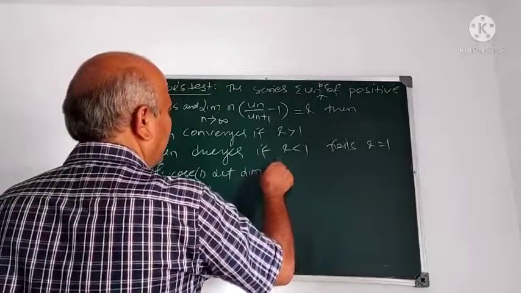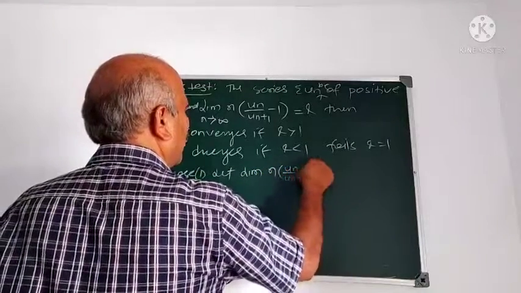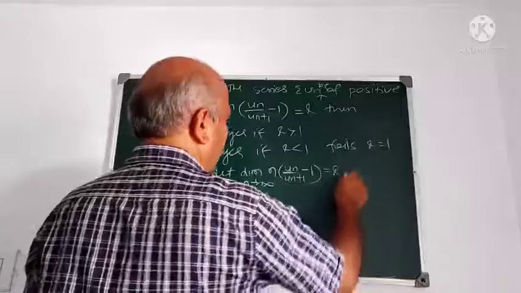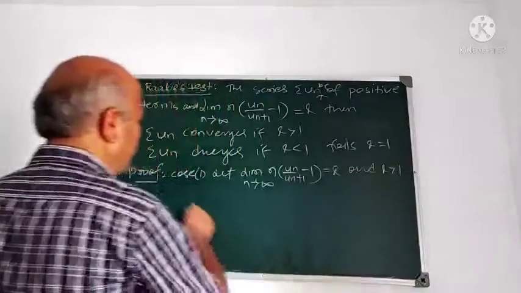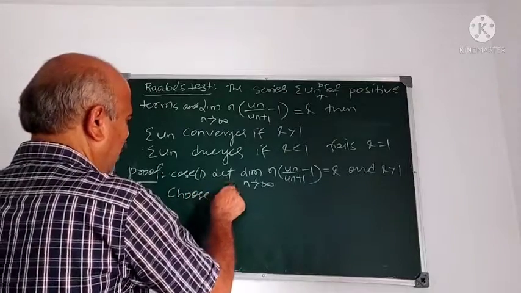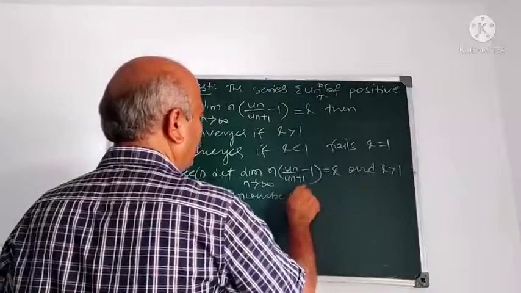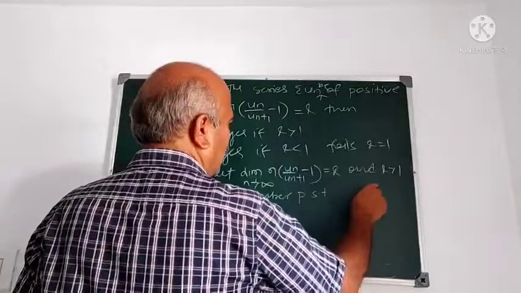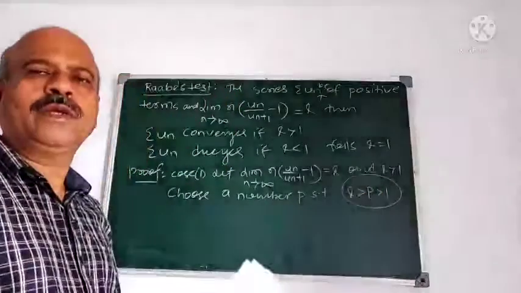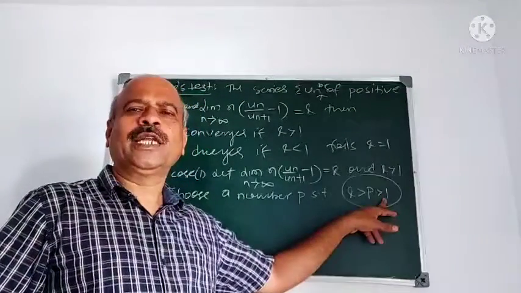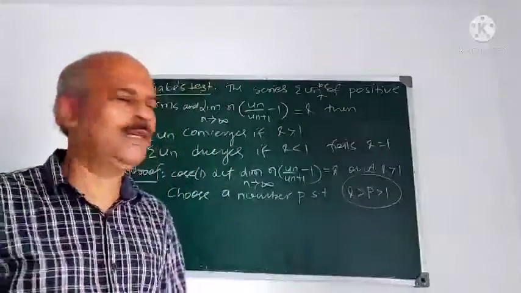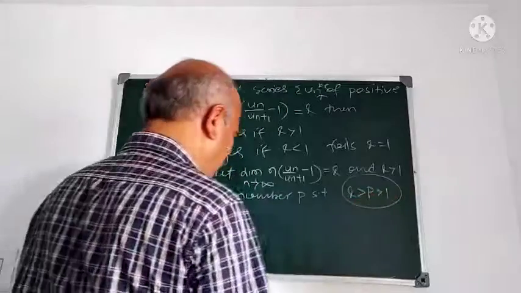Limit n into un upon un plus 1 minus 1 as n tends to infinity is L, and L is greater than 1. Now choose a real number P such that P is greater than 1 and lesser than L. This is important. We choose P, another number, greater than 1 and less than L. See why greater than 1 we have taken, that I explained.